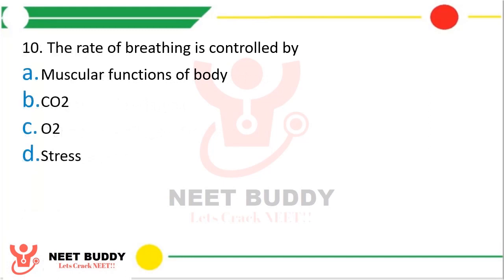Question number 10. The rate of breathing is controlled by option A, muscular function of body, option B, carbon dioxide, option C, oxygen, option D, stress. Rate of breathing is controlled by. The correct answer is option B, that is the amount of carbon dioxide that is present in the blood controls the rate of breathing, and it has been observed that oxygen actually has no role in controlling the rate of breathing.